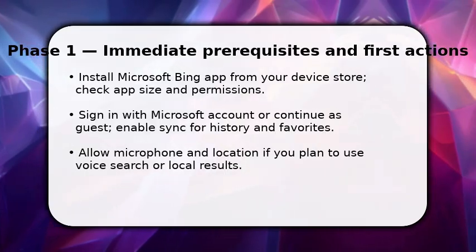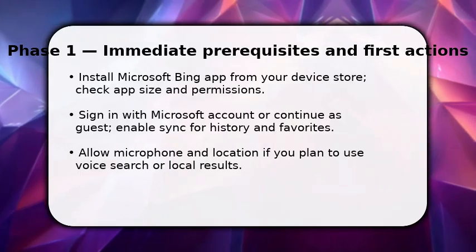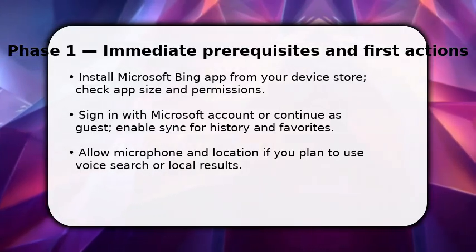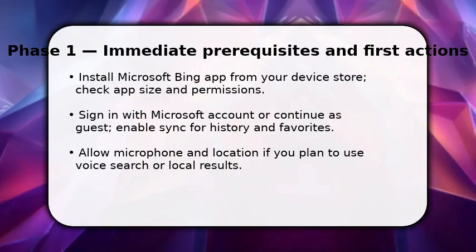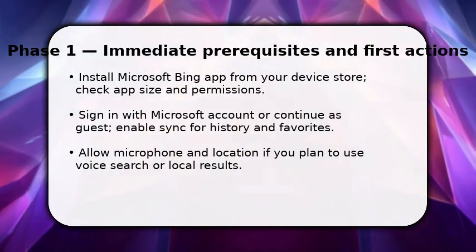Next, tap the search field and try a quick test query to confirm results appear. This verifies connectivity and account sync. If you prefer privacy, toggle off sync now. Just know you'll lose cross-device continuity.